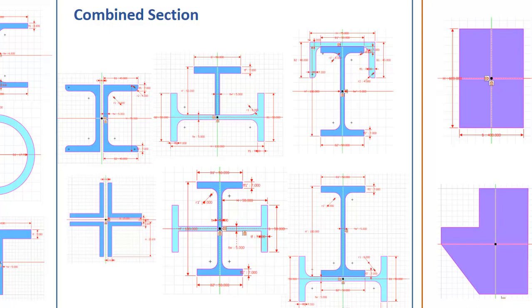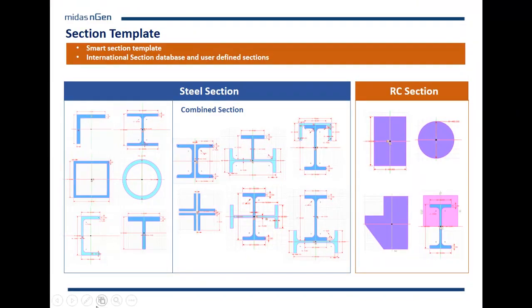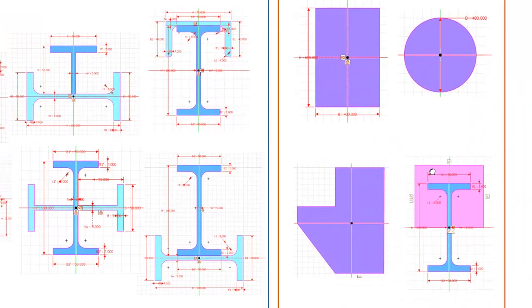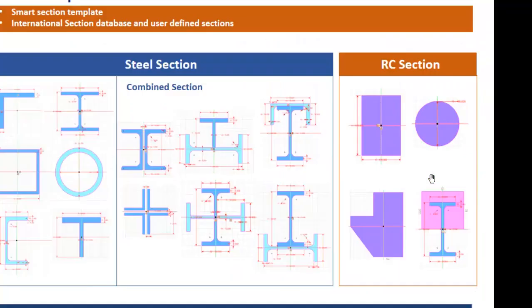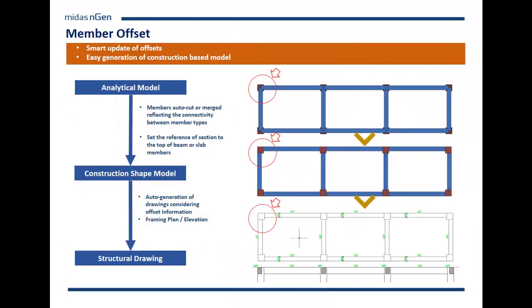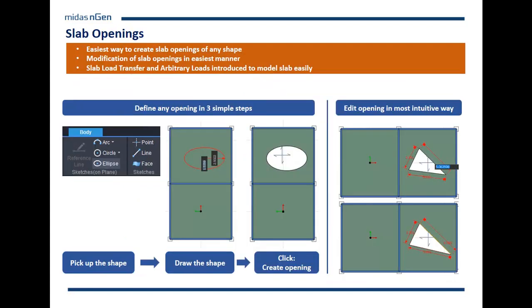Not only for the steel sections, even in RC, if you are using any different shapes, you can generate the template for any of these shapes. And then the program supports auto generation of the member offsets. You need not choose member offset for every member one by one. The program provides various automated options for the generation of the member offset, using which you can generate the offsets for the entire structure at once.